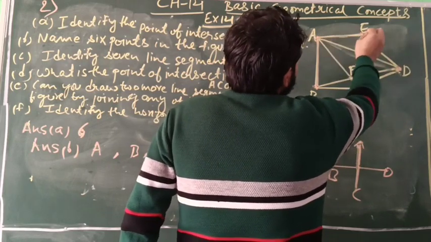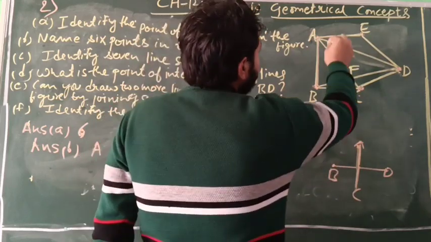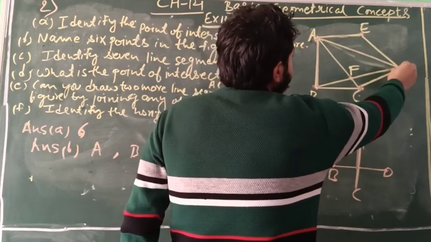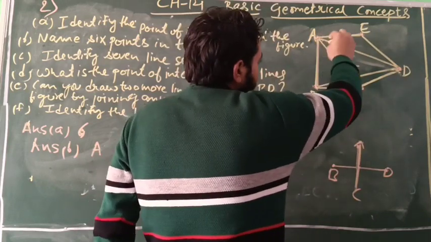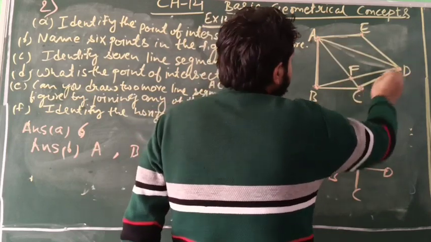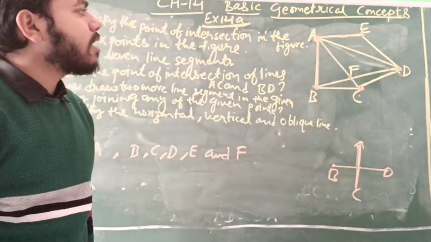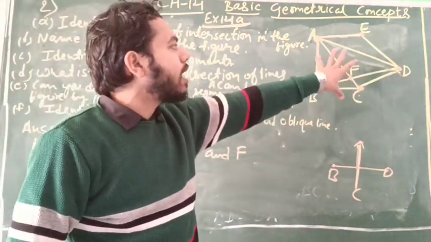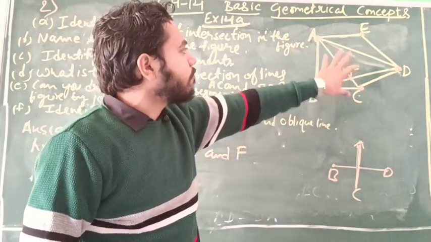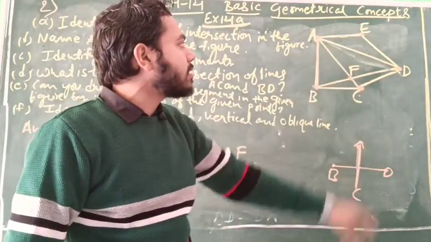DE and AE, and line segments AC, BD, and here also line segments AF, FD and BF. So there are many line segments formed in this figure, but we have to write only 7 line segments. So you just write any 7 line segments.